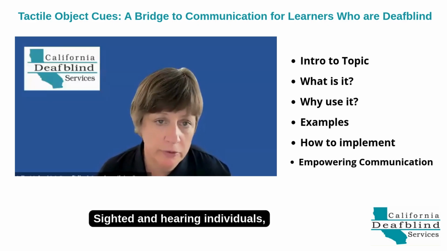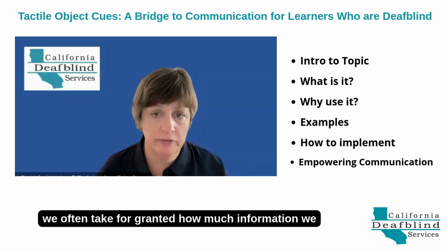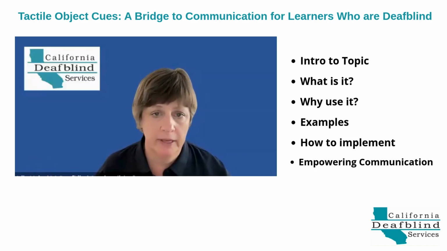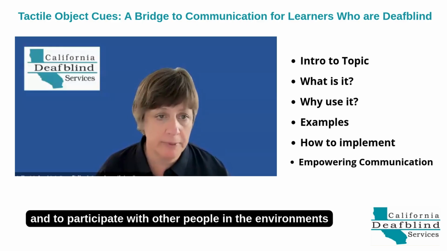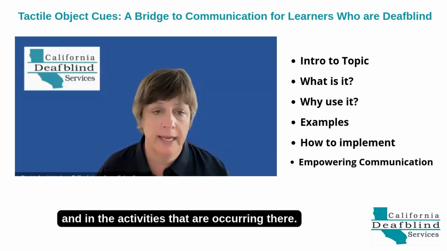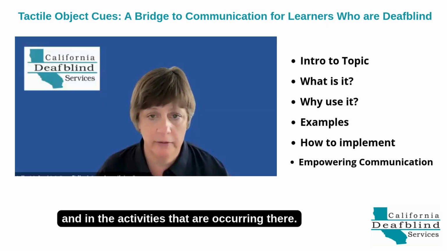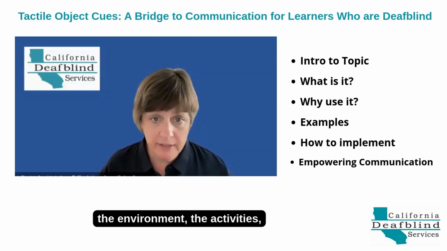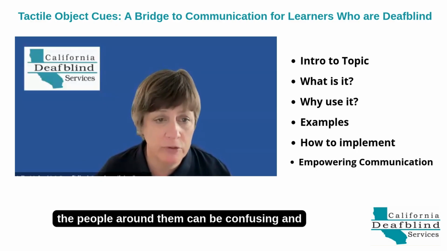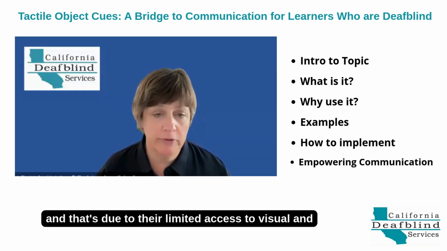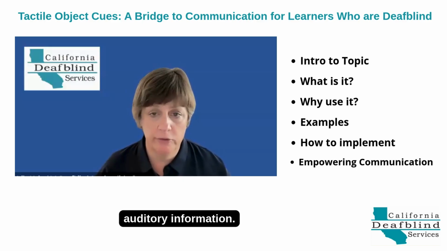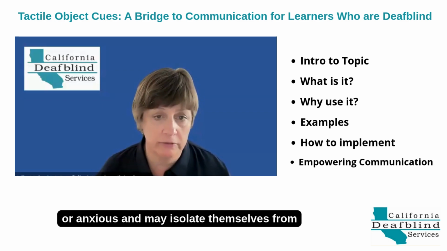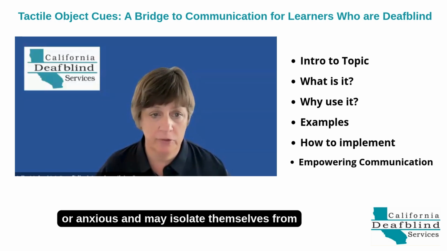Sighted and hearing individuals, we often take for granted how much information we consistently pick up, incidentally, about our environment, and then use that information to participate with other people in the environments and in the activities that are occurring there. For children and youth who are deaf-blind, the environment, the activities, the people around them can be confusing and seem scary, and that's due to their limited access to visual and auditory information. A learner who's deaf-blind may appear uncertain or anxious and may isolate themselves from others.